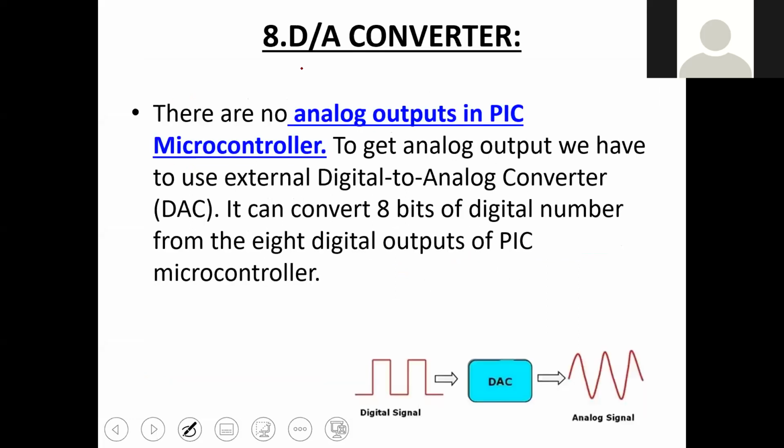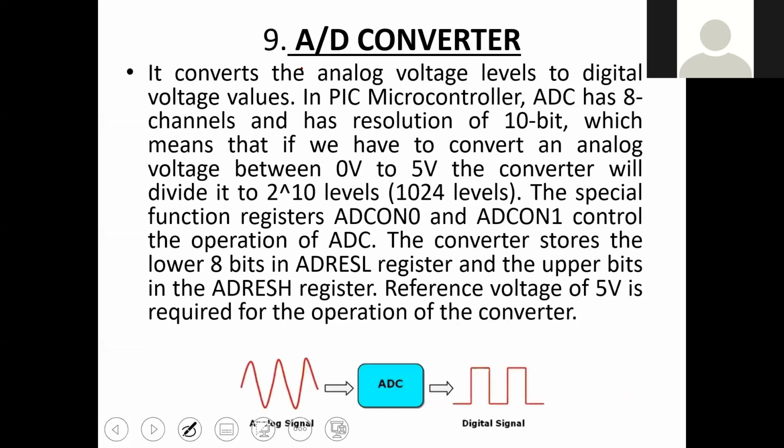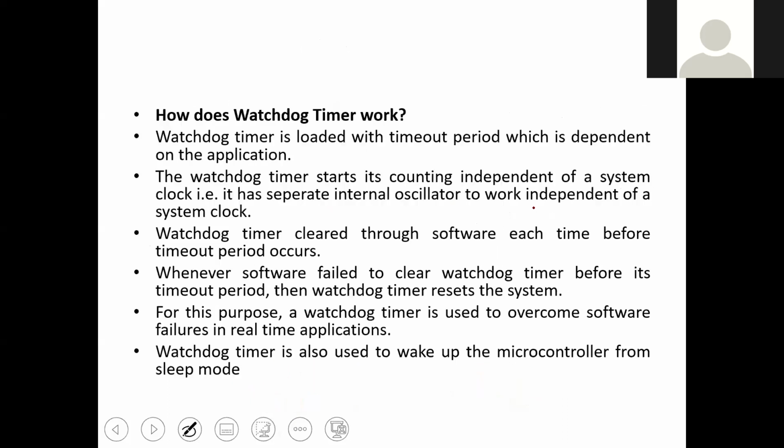Then it also has a digital to analog converter. You all know the digital to analog converter: when I receive any digital input and want to convert it into analog, that purpose is also served in the PIC microcontroller. And similarly an analog to digital converter is also there. My voltage level is between 0 to 5 volts, and it has a resolution of 10 bits, so 1024 levels will be there. It has some specific registers also for the analog to digital converter.